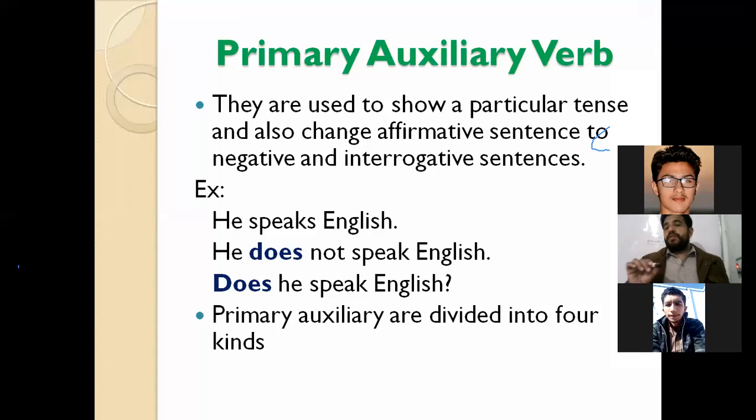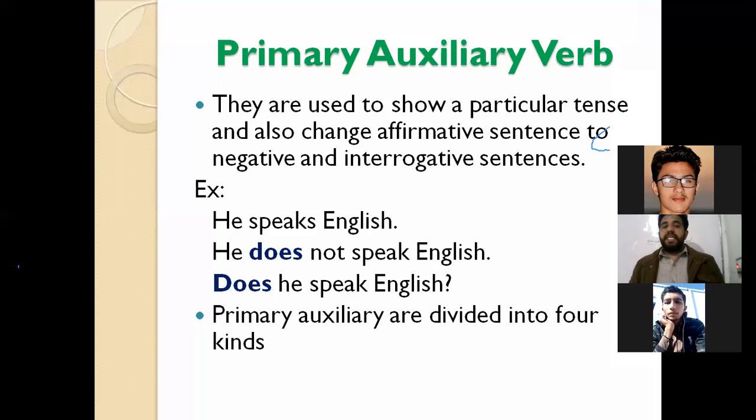Primary auxiliary verbs are those verbs which show you the tense, which tense this is. And second, they change affirmative sentences to negative and interrogative also. Like here again, he speaks English. In the negative sentence, we see, he does not speak English. So does is actually a primary auxiliary verb. It changed the affirmative sentence to negative. Without the help of does, we cannot change the first sentence to negative. Like we cannot say he not speak English. That's wrong. He does not speak English is the correct answer.